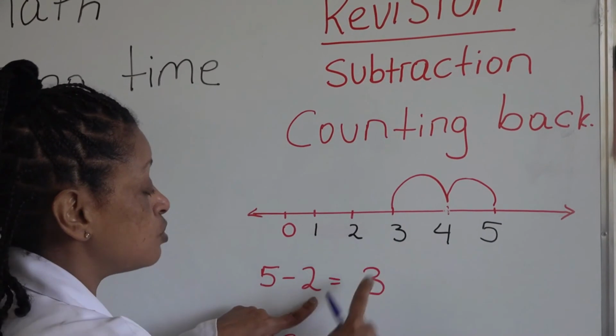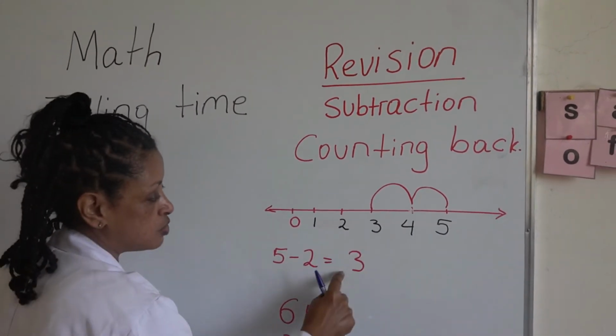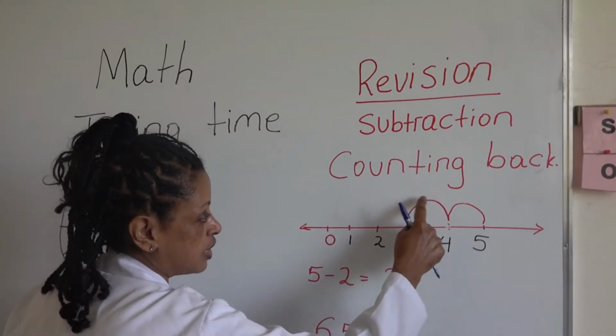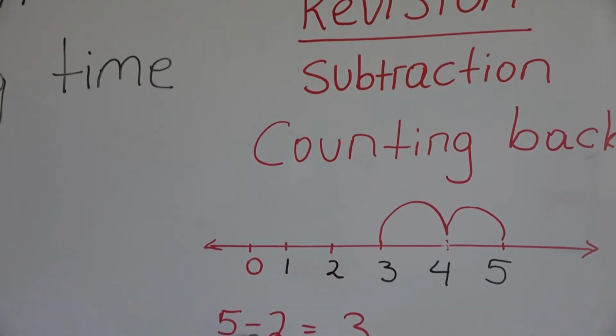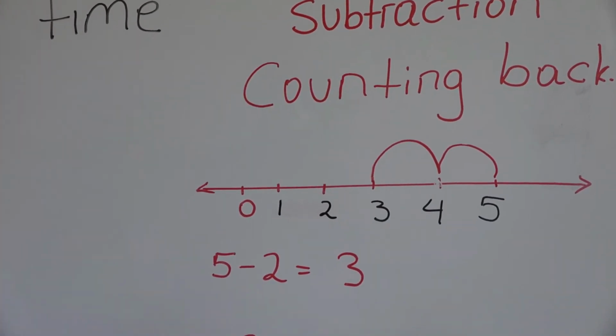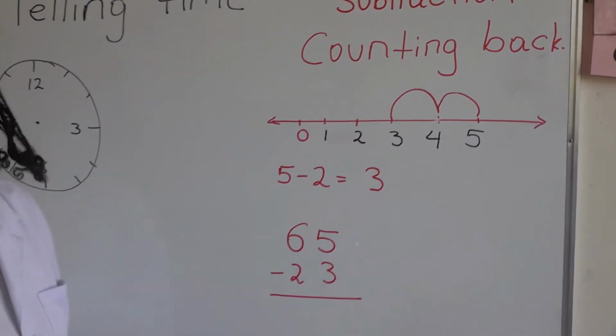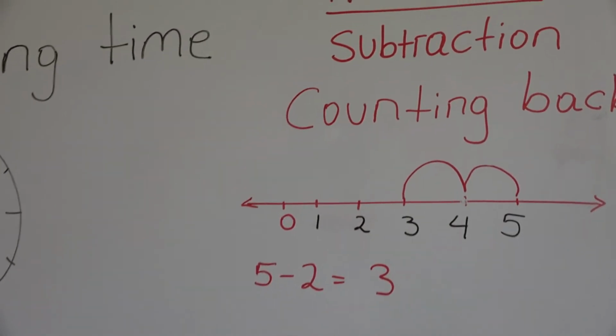So 5 minus 2 is number 3. Remember? 5 minus 2 is number 3. Look at it. We count back and then we end on number 3. 5 minus 2 is equal to number 3. Now we're going to subtract 2-digit numbers. 2-digit numbers. Look at that.